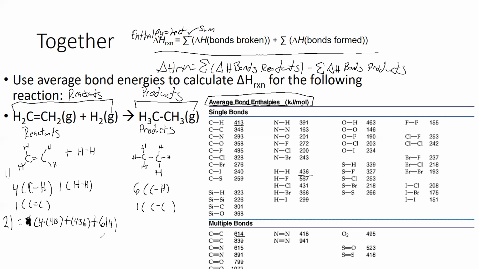So I'm going to add all these together and subtract from it my products, which have 6 carbon-hydrogen bonds. So this has the energy of 413, plus 1 carbon-carbon bond, which has the energy of 348. And then you just do the math to figure out delta H reaction. So let me do this real quick on Excel. And if you have questions, now is a good time to ask them, as I'm just going to do a calculation here really quick.